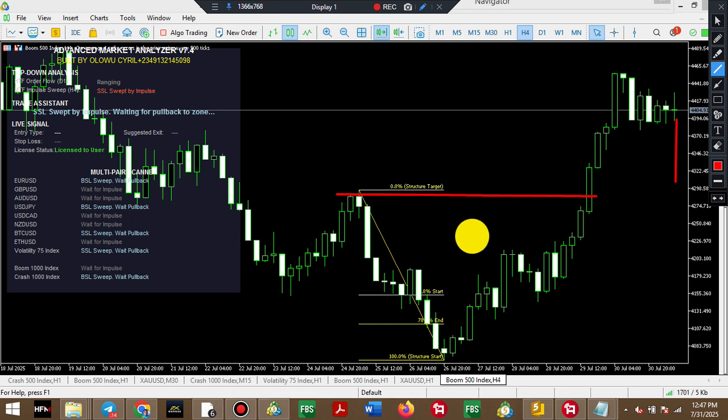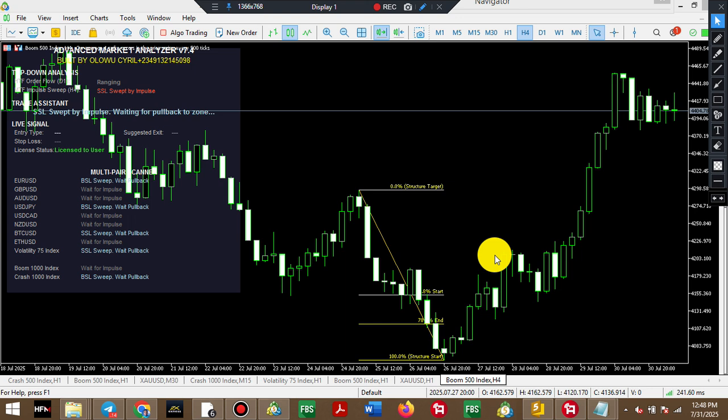So an initial resistance that became support, or initial support that became resistance, is what we refer to as a flip zone. I'm just trying to educate you on some things so that it doesn't look like we are just here to push the software. You can still learn one or two things even though you are not using the software.